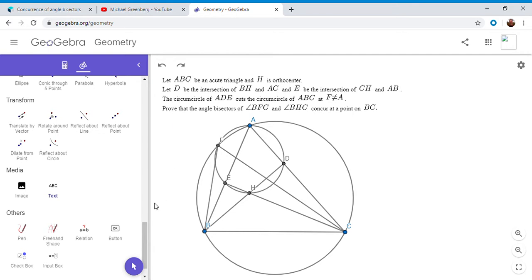All right, so we have a triangle ABC, H is the orthocenter, the lines BH and CH meet sides AC and AB at D and E, the circumcircle of ADE meets the circumcircle of ABC at point F, and we want to show that the angle bisectors of BFC and BHC concur at a point on BC.